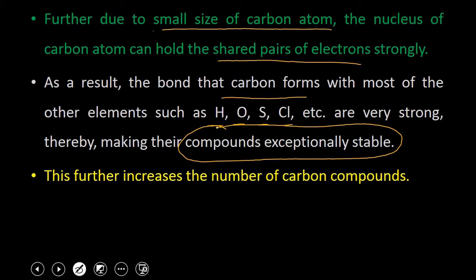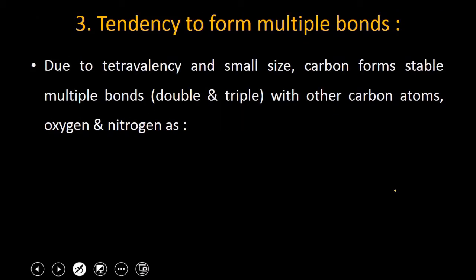So when the compounds of carbon are exceptionally stable, it increases the number of carbon compounds, because of the third point I would like to discuss here, the tendency to form multiple bonds. Children, due to tetravalency and small size, carbon forms stable multiple bonds. The multiple bonds can be double bonds or triple bonds with other atoms like carbon atoms. With oxygen atoms it also forms, and nitrogen atoms. So it forms stable multiple bonds which can be double or triple bonds.